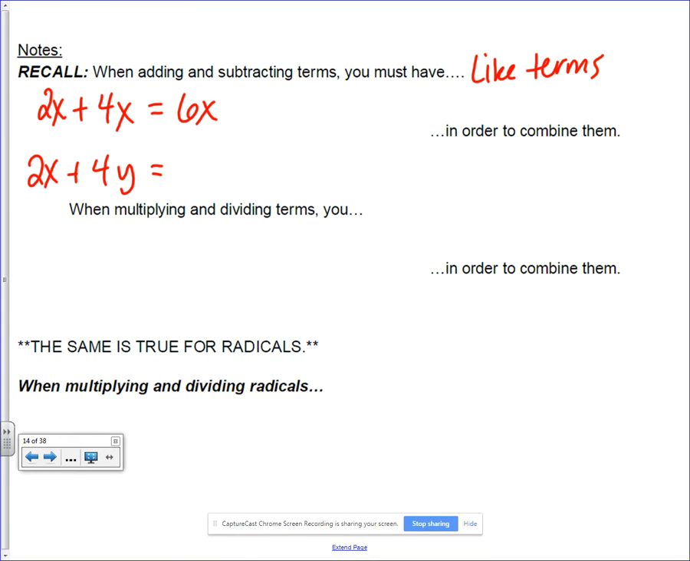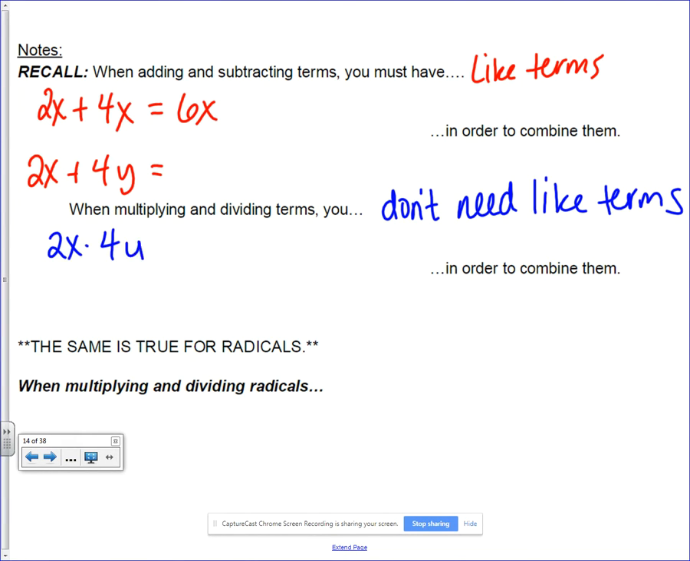Okay. When multiplying and dividing terms, you don't need like terms in order to combine them. You don't have to have like terms if I'm multiplying. So, am I allowed to multiply 2x and 4y? Yes, what does that give you? 8xy. You multiply the coefficients and you multiply the variables, right?